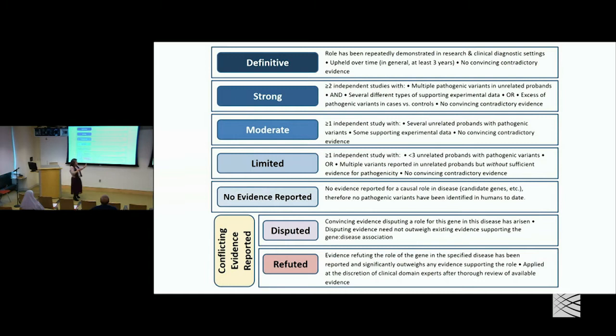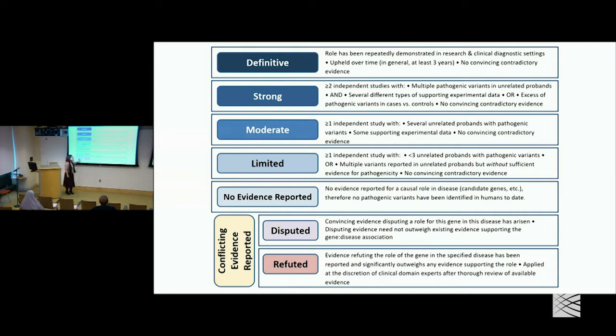So this is the overarching framework, and we also came up with terms, kind of like in variant assessment, where we have pathogenic, likely pathogenic, uncertain significance, likely benign, benign. We came up with terms to describe the level of evidence that we're talking about in a terminology manner. And so we have definitive, strong, moderate, limited, and no evidence reported in humans. Maybe there's a mouse model, but no human evidence.